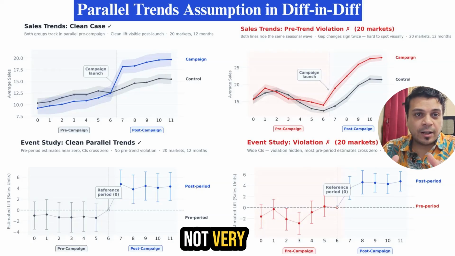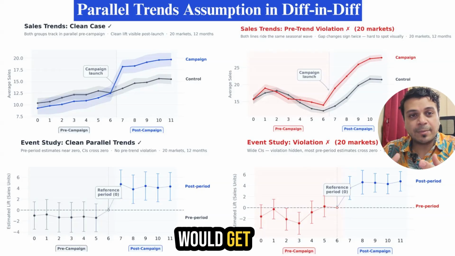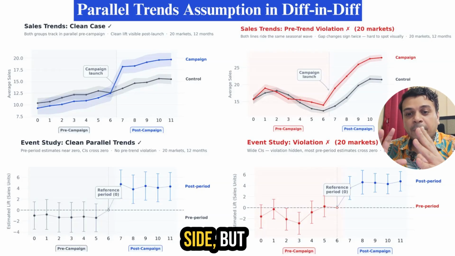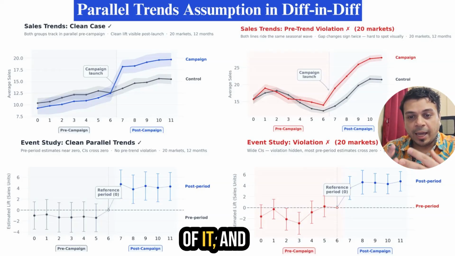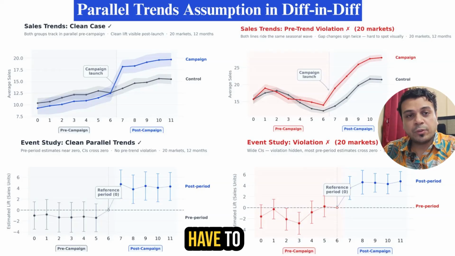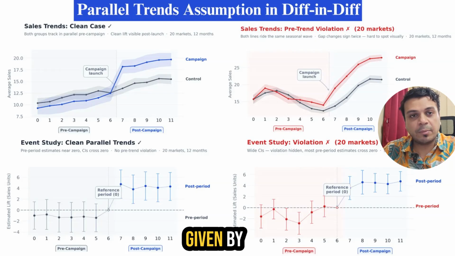So it's not uncommon that you would get something like this, which is on the right hand side, but this is a violation. This is not clear only from a visual inspection of it, and that's why you will have to go to the next layer of charts, which is given by the bottom two. These are called event study charts.